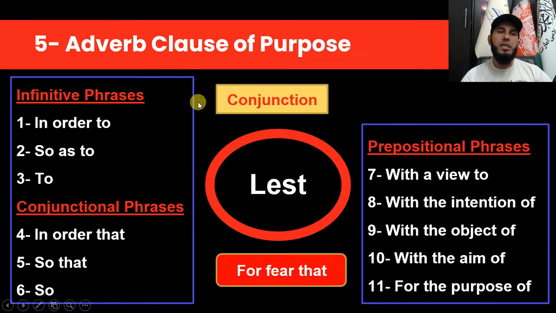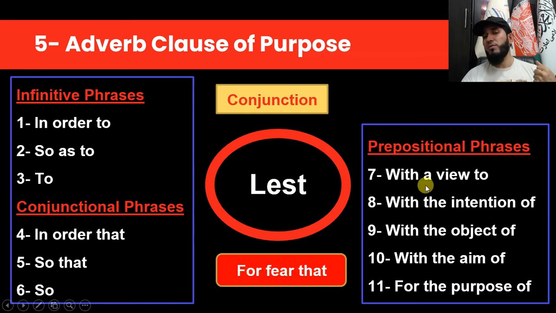Adverb plus a purpose. So here we have infinitive phrases like in order to, so as to, and to. And these infinitive phrases must be followed by the verb base form. And we have conjunctional phrases like in order that, so that, and so. I mean, here, if you pay attention, in order to is the complete form, or so as to. The short form of these two infinitive phrases is to, just to, okay, which is common in daily spoken English. In order that and so that are somehow informal English, and so is the short form of these two conjunctional phrases. And then we have a conjunction in this case as well, lest, which means for fear that.